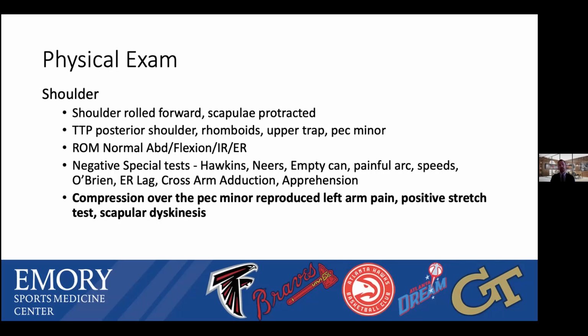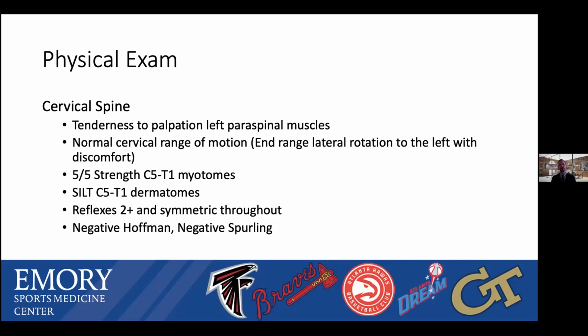Then we took a look at her posteriorly to assess the scapula, and we saw that there was an aspect of dyskinesis on the left when we compared it to the right. Her cervical spine exam was relatively normal. She had some tenderness over the paraspinals, and her end range lateral rotation to the left provided some discomfort, but didn't reproduce all of her symptoms. Her strength was normal, sensation was intact, and the reflexes were symmetrical, with no upper motor neuron signs, and she had a negative Sperling's as well.